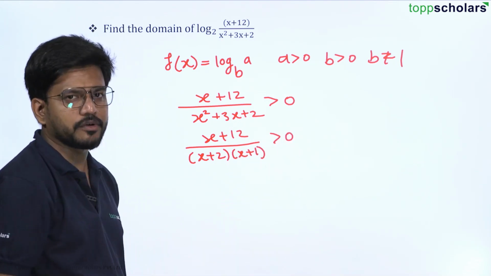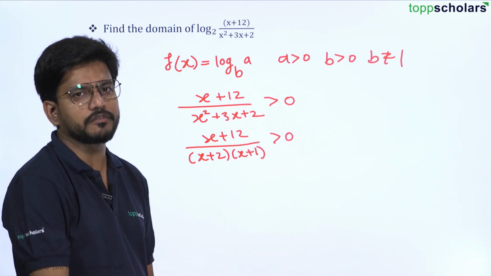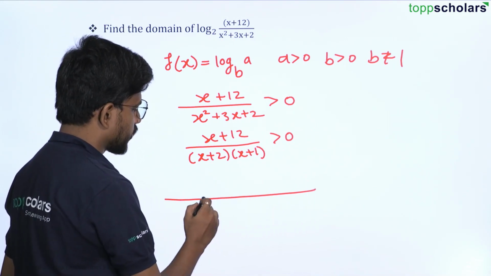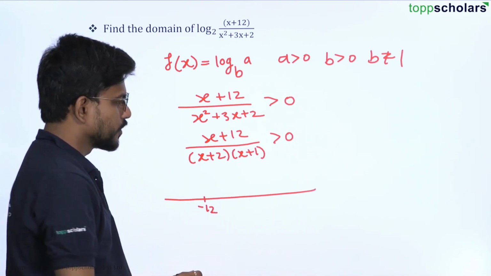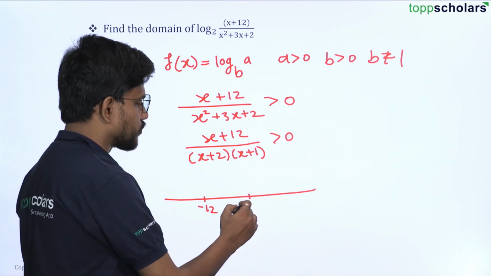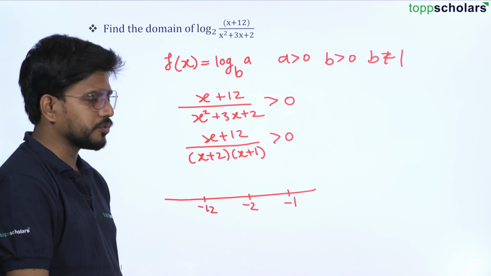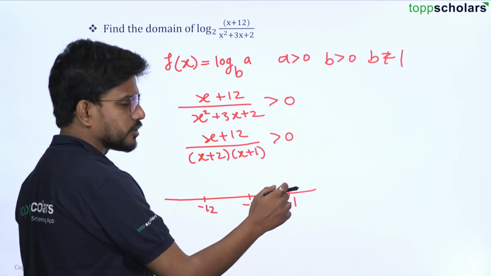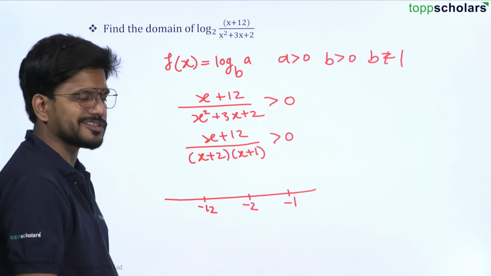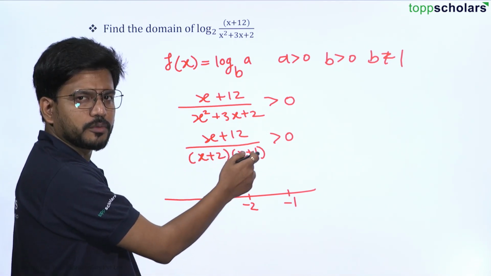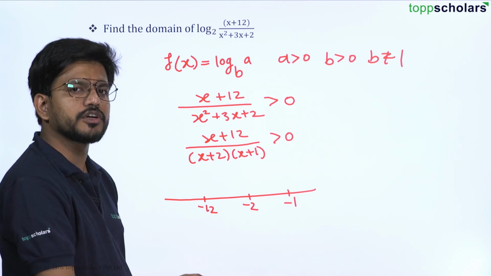Okay. So, let us find out the critical points. We are going to use the wavy curve property for this. So, the critical points are x plus 12 equals 0, that means minus 12, x plus 2 equals 0, that means minus 2, and x plus 1 equals 0, that means minus 1. So, we will put down some value above minus 1, let us say 0. Put down the value of x as 0: 0 plus 12 positive, 0 plus 2 positive, 0 plus 1 positive, positive upon positive into positive is positive.